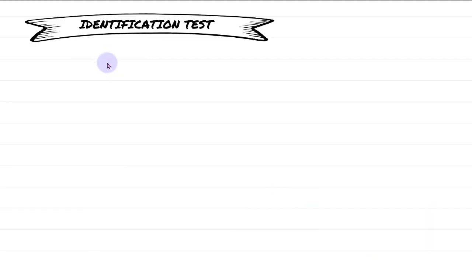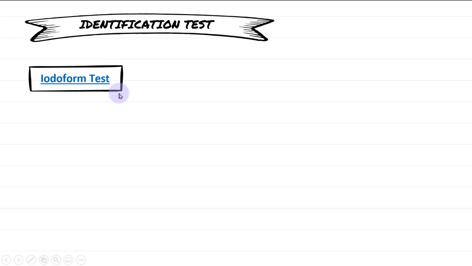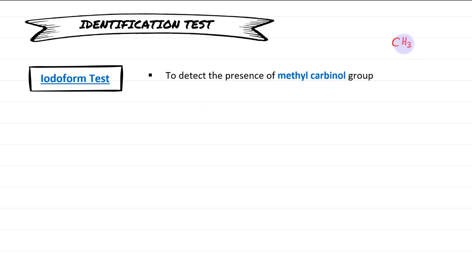The next identification test is the iodoform test. This test is used to detect the presence of a methyl carbonyl group. So methyl carbonyl group means you can see this CH3 methyl group, and carbonyl means that this carbon has an OH group, and then you will attach the other alkyl group. So this is a methyl carbonyl group. And make sure that in this carbonyl group, you have at least one hydrogen present.